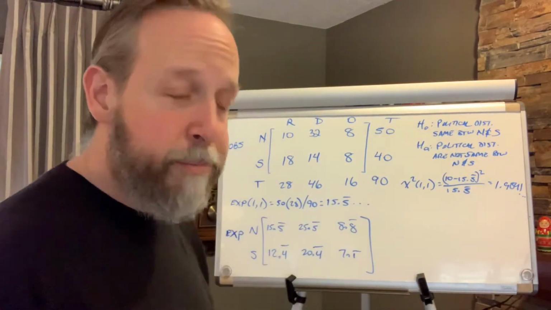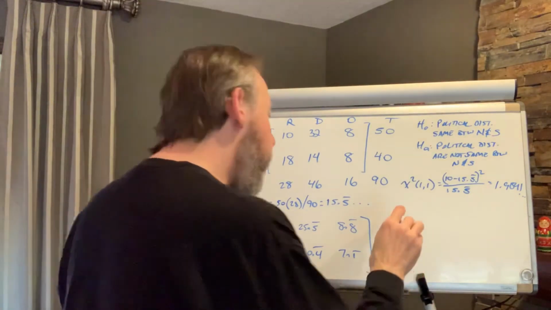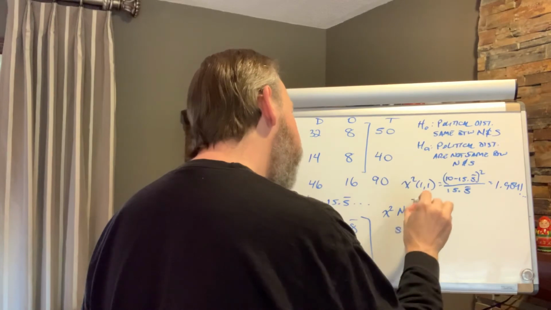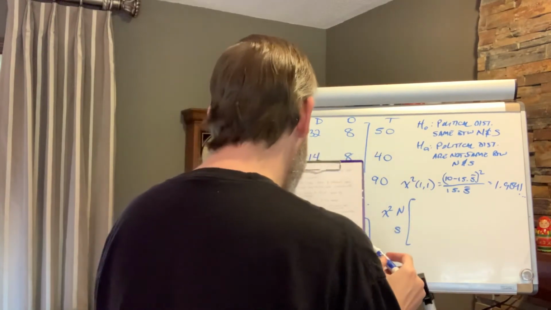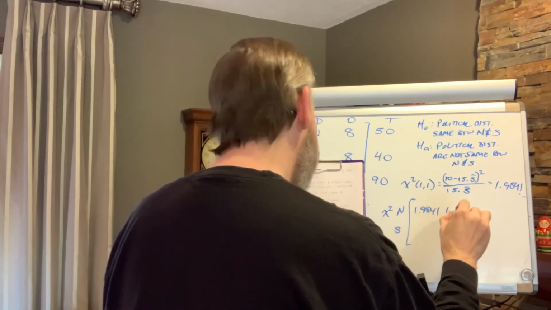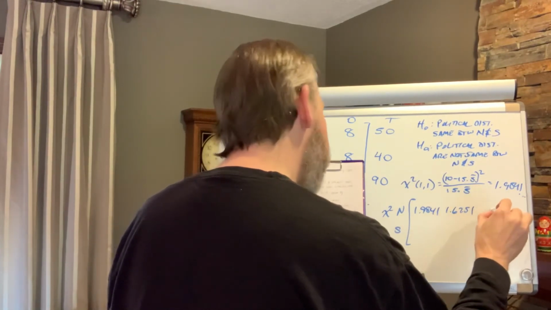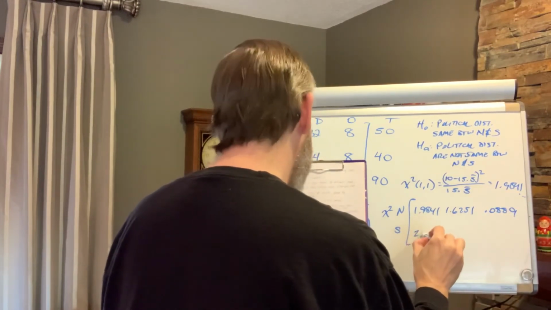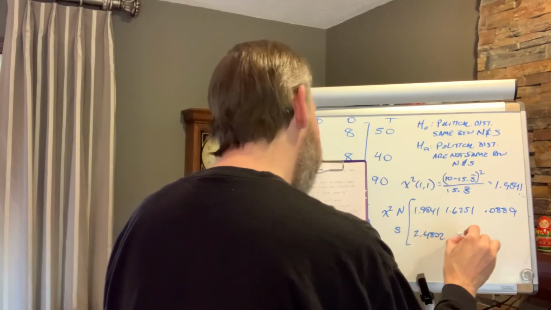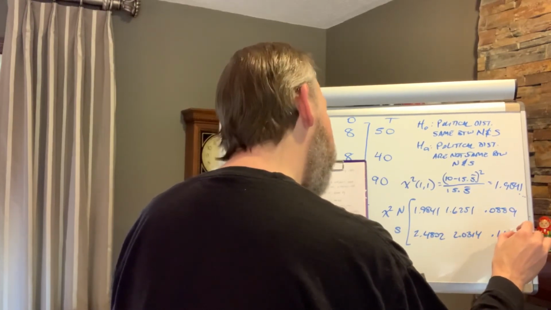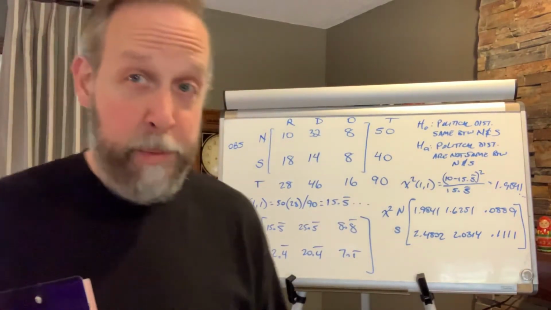Wait, I have room for my dots. So let me make the chi-square matrix for the north and the south. And I find we got 1.9841, we got 1.6251, 0.0889. The south is 2.4802, 2.0314, and then 0.1111. Okay, there's my chi-square matrix.